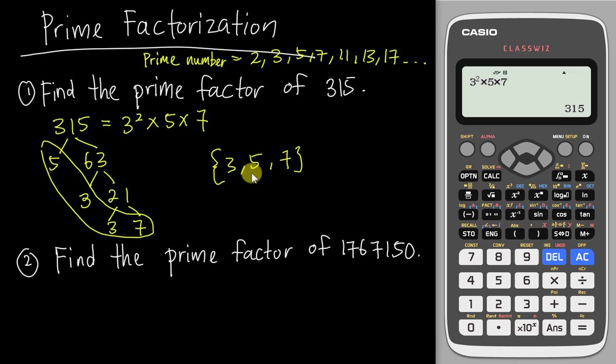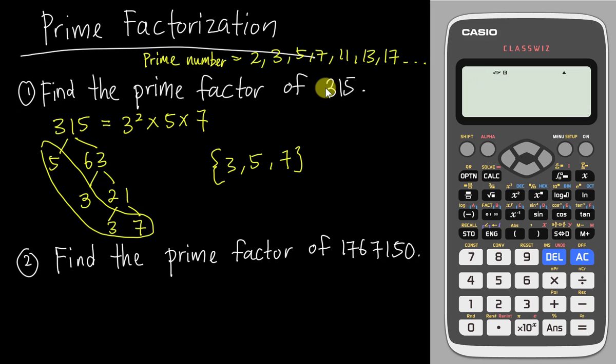However, when the number gets very big and you want to find the prime factors, it's kind of hard. You can still do it step by step, but it will waste a lot of time. This is the reason why we can fully utilize this calculator. Let's get back to 315 first. If I want to use a calculator, how can I get all these numbers?